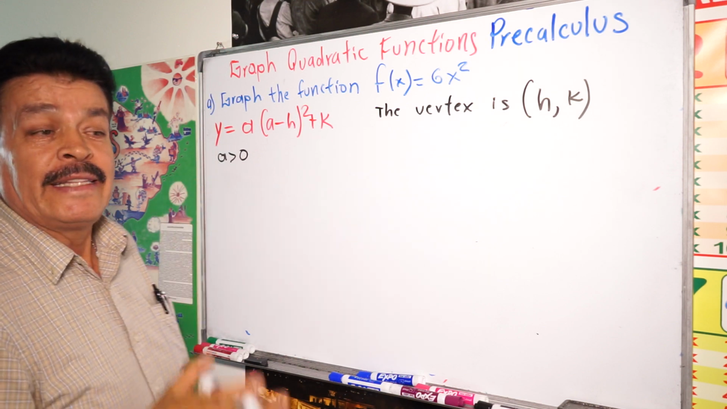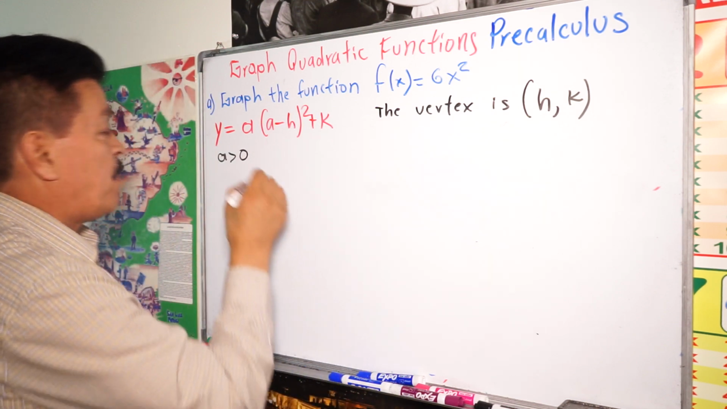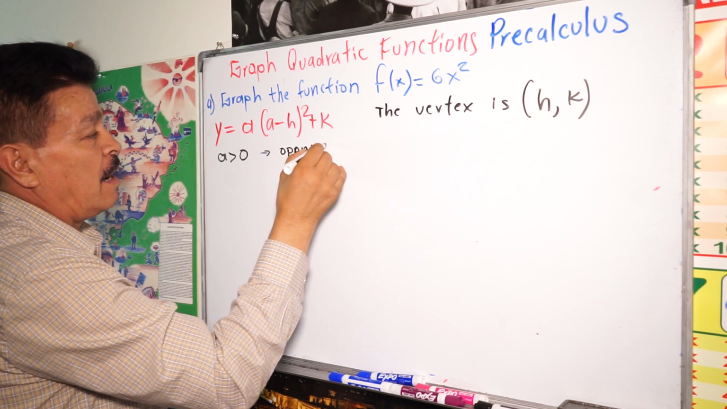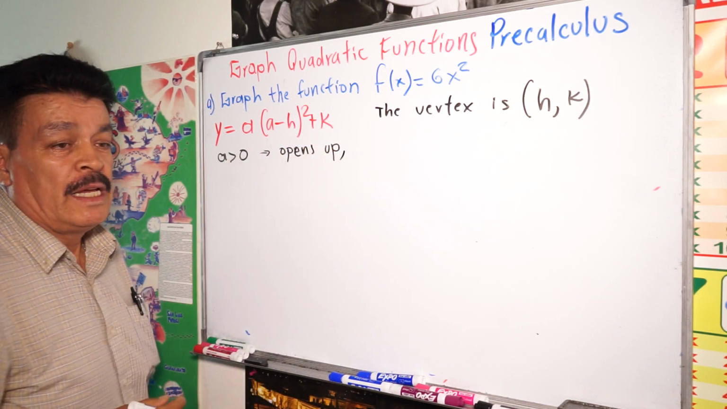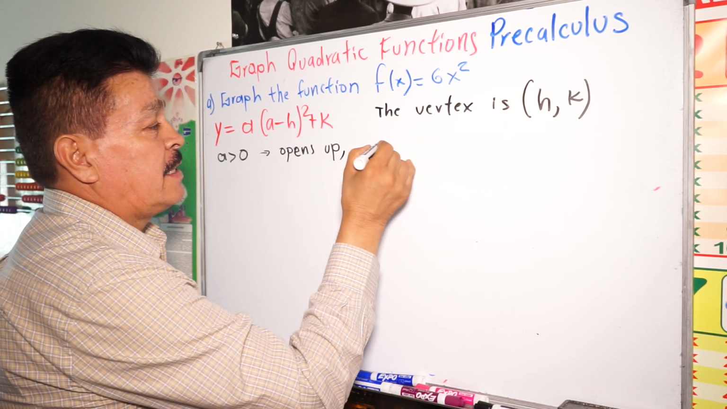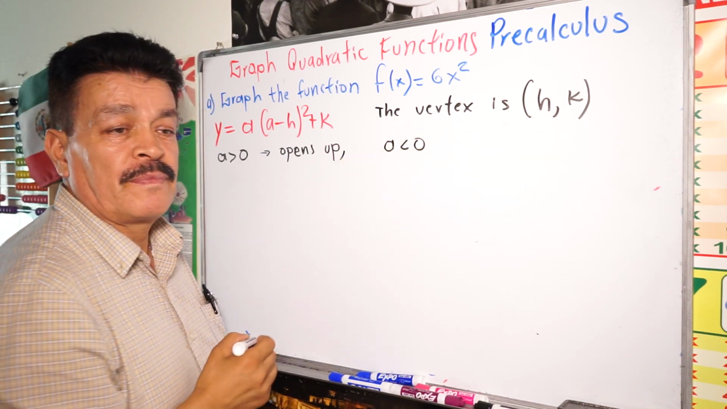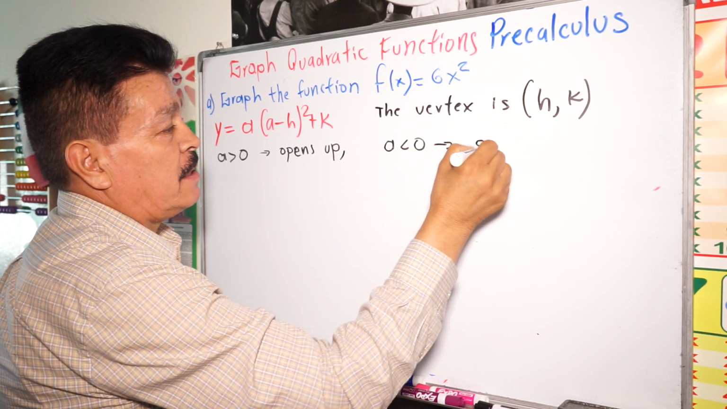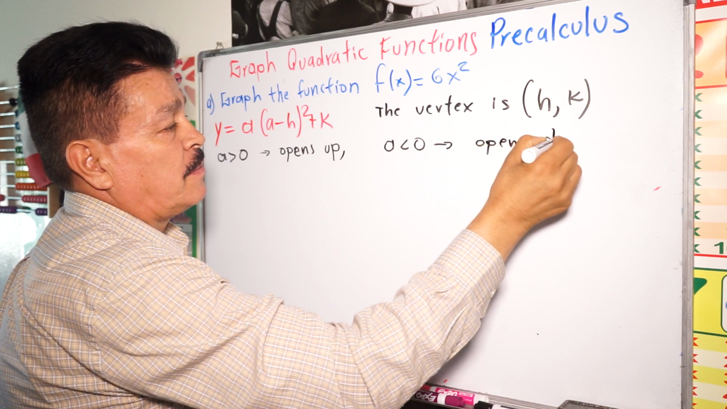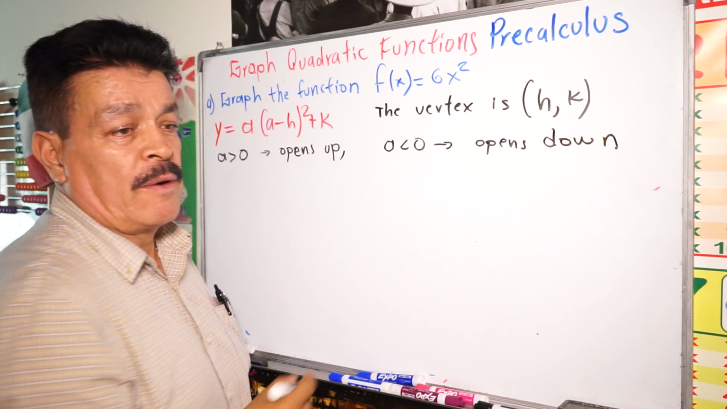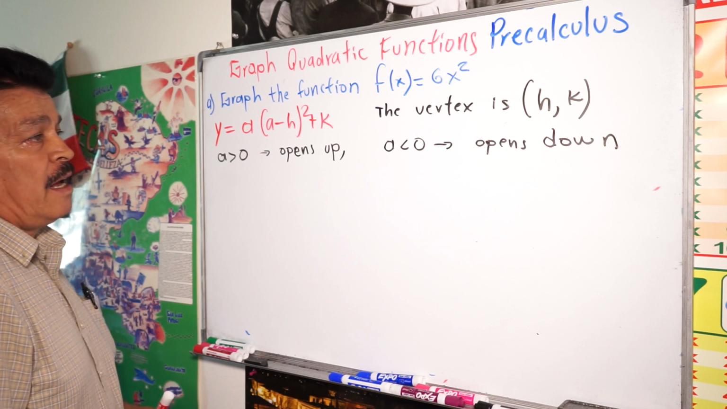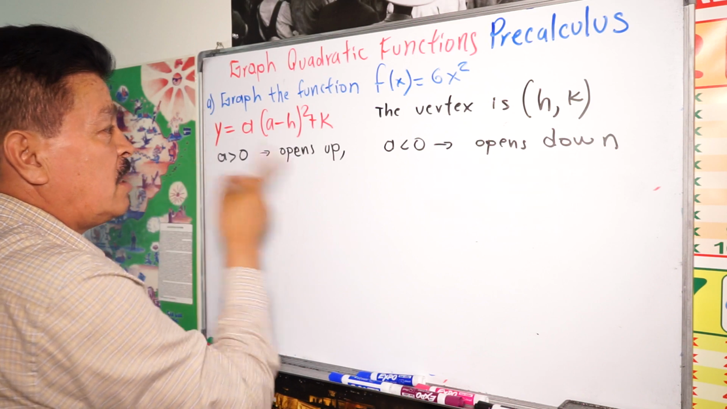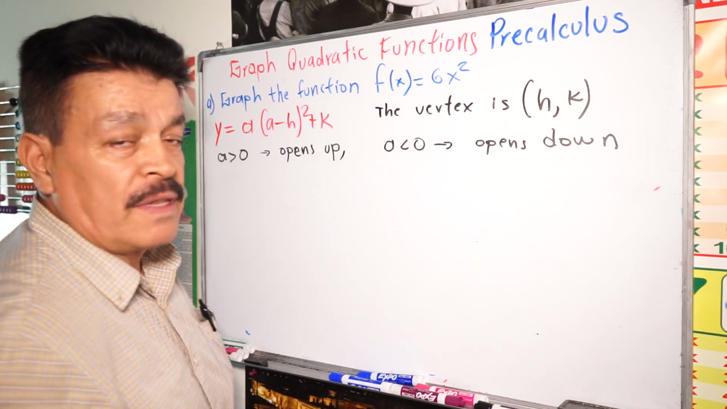If a is greater than 0, the parabola opens up. Here it opens up. If a is less than 0, then the parabola opens down. So here it opens down. Then after reviewing this concept, we are able to graph this function.